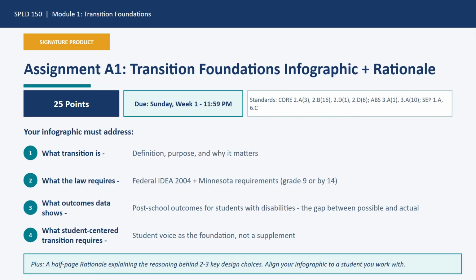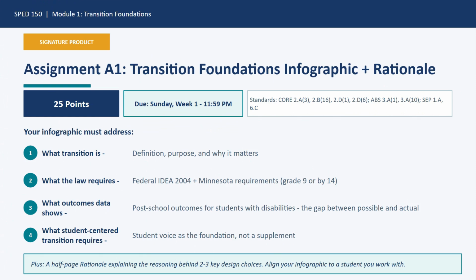The Module 1 reflection is 5 points, also due Sunday. It uses a structured format called square, circle, triangle, and each shape has specific meaning. The square represents something that's squared with you, a concept or idea from this week that confirmed or deepened something you already believed about transition planning. Maybe the law said something you expected.